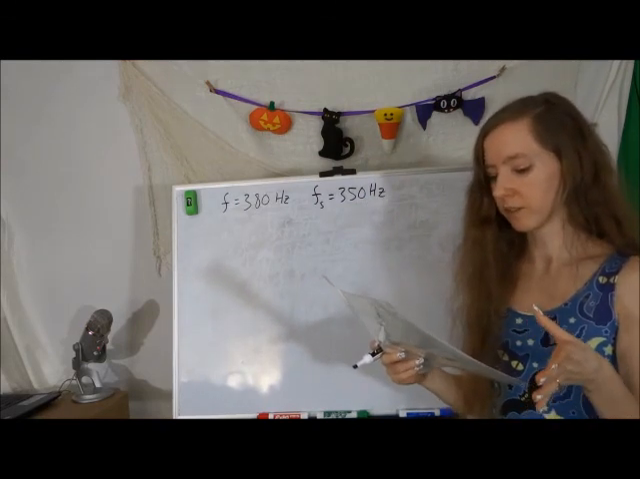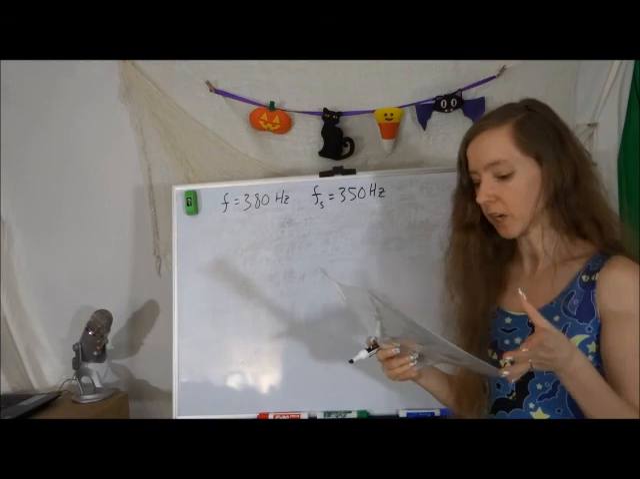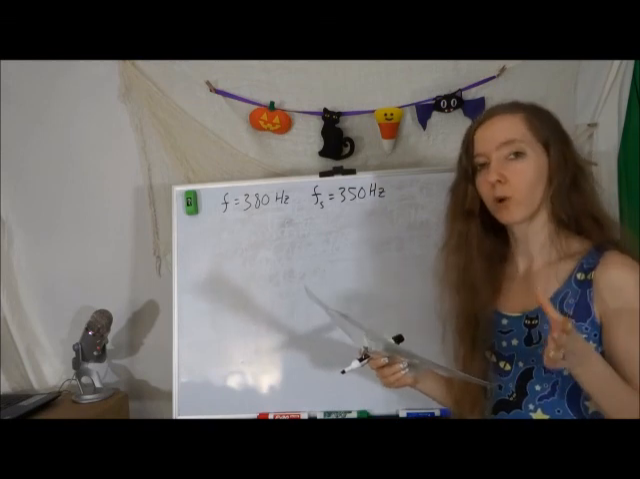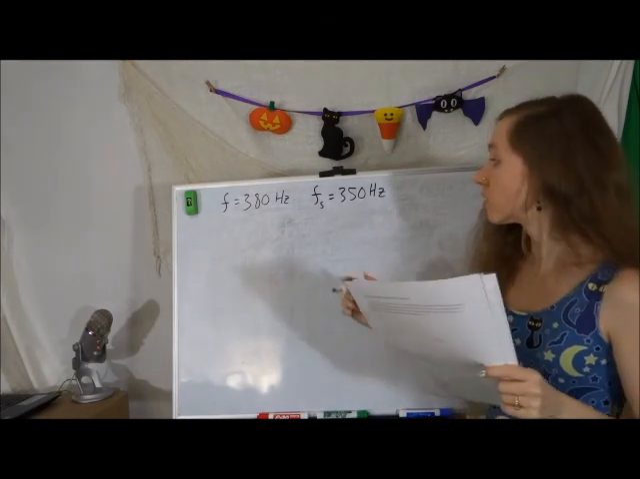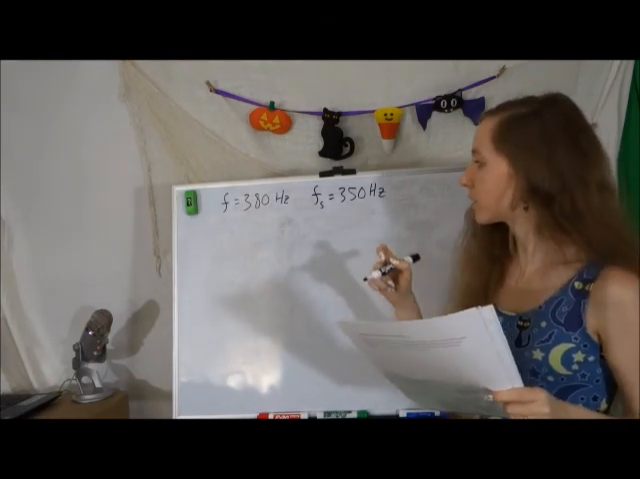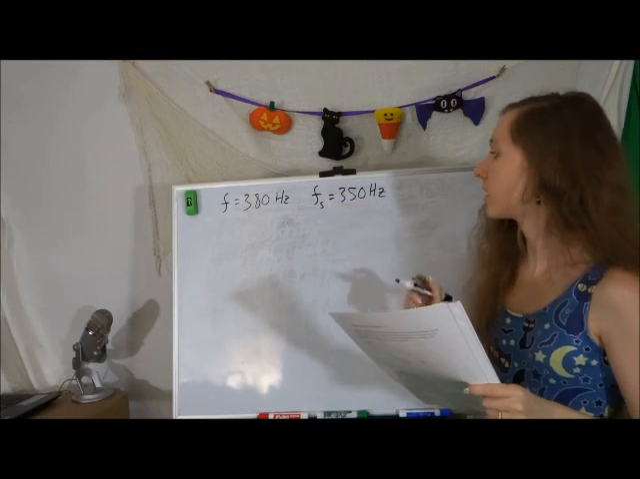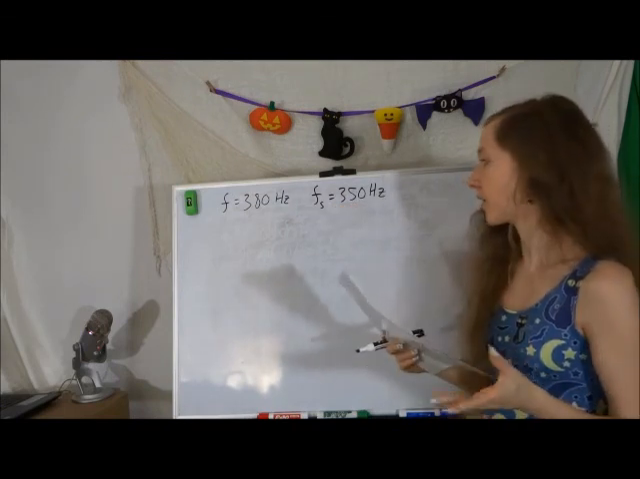Based on your current frequency reading of 380 hertz, is the werewolf moving toward or away from you, and how can you tell? So that's our first question. So our current frequency is bigger than our frequency when it's stationary.